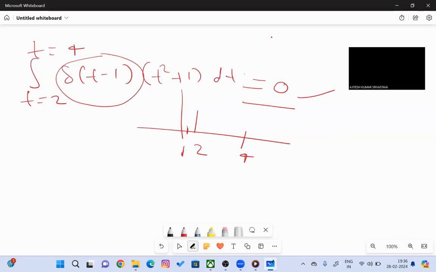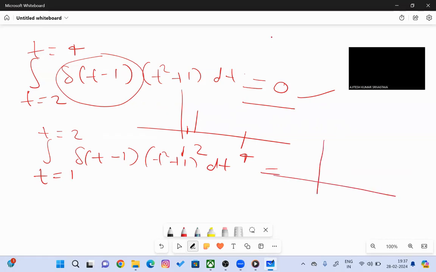Okay, let's discuss another one, t equal to 1 to t equal to 2, delta t minus 1 into t square plus 1 dt. This integration is present from 1 to 2, but this delta function is also present at 1. At 1, its amplitude is infinite. But this integration is from 1 plus up to 2, not exactly at the value 1. So we can't define this integration. It comes out to be can't define.